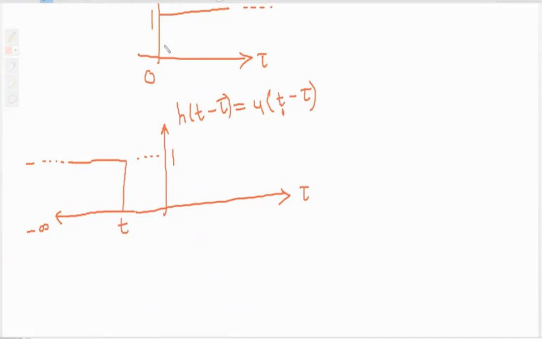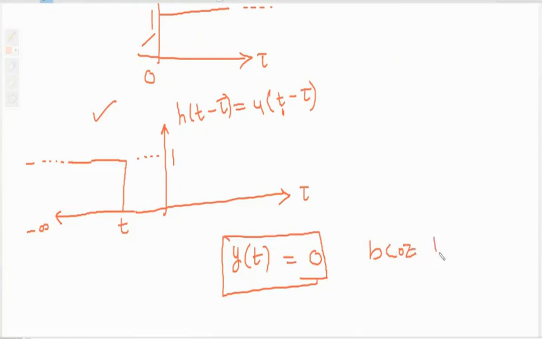For calculation of integration, there has to be some overlap between this signal and this signal. As there is no overlap between these two signals, the product will be 0 and there will not be any integration. Integration will result in 0. So y of t equal to 0. So for case number 1, our answer is y of t equal to 0, because there is no overlap between x of tau and h of t minus tau.